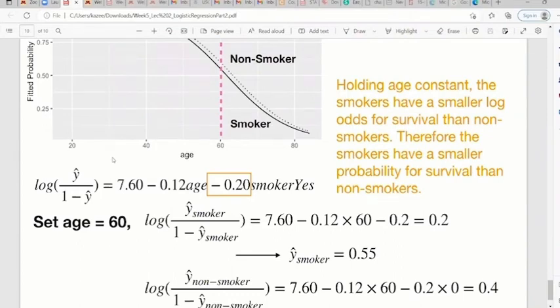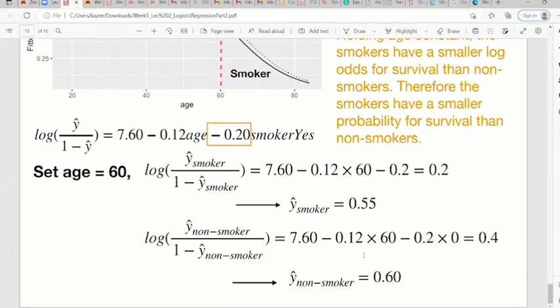But you may decide to say, okay, let's say that we have somebody at age 60, and you plug that into the age. And let's say the person actually smokes. When the person smokes, I'm going to plug in 1, right? 1 multiplied by that coefficient. So at the end of the day, the log odd of this actually gives 0.2. If I want to calculate the probability, I can solve for y cap here, which is going to give me 0.55.